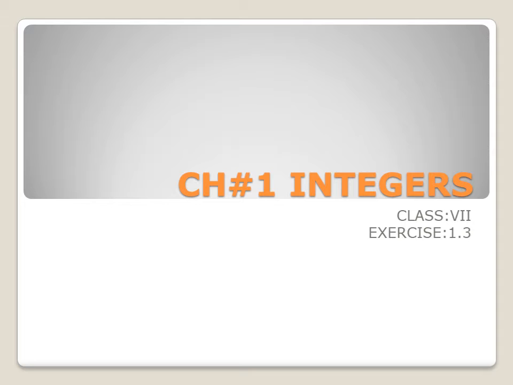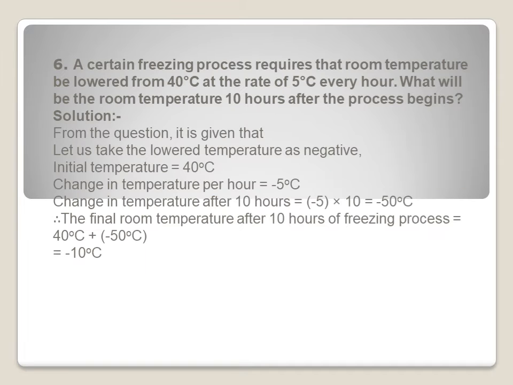Now today also I am here, Shaheen, with the questions from integers, chapter 1 from class 7th, exercise 1.3. Question number 6. A certain freezing process requires that room temperature be lowered from 40 degrees centigrade at the rate of 5 degrees centigrade every hour. What will be the room temperature 10 hours after the process begins?